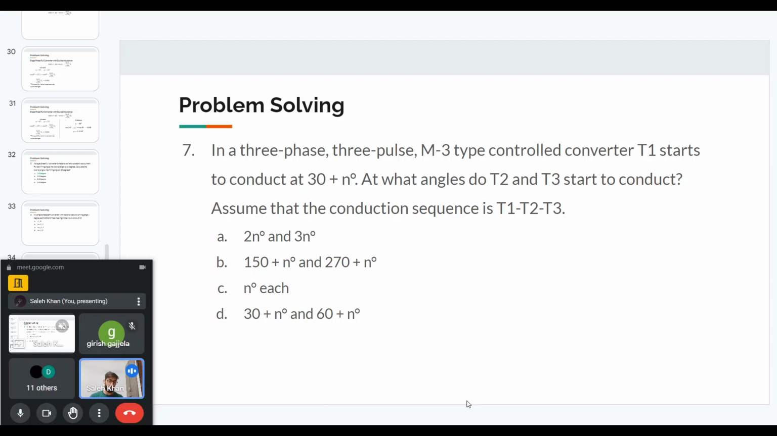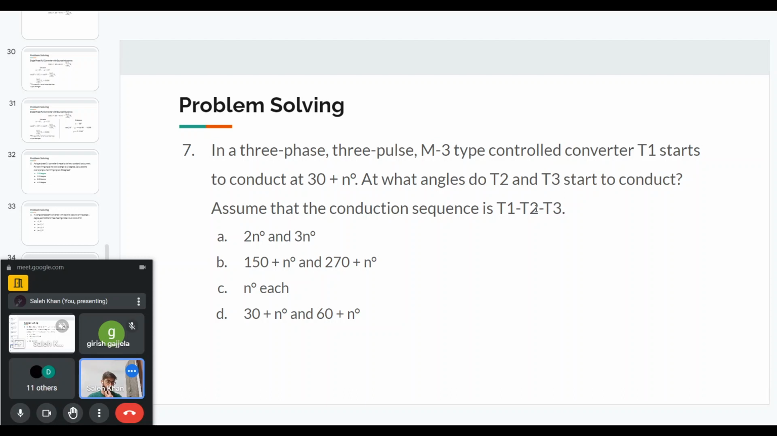At what angles do T2 and T3 start to conduct? So assume that the conduction sequence is T1, T2, T3. That means T1 is connected to the A phase, T2 is connected to B phase, and T3 is connected to C phase. And you are given that T1 starts to conduct at 30 degrees plus n degrees. So 30 degrees from the A phase voltage zero crossing. So it is 30 degrees plus n degrees, n will be the firing angle. So the question is asking at what angles do T2 and T3 start to conduct.